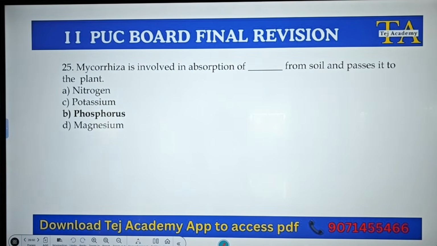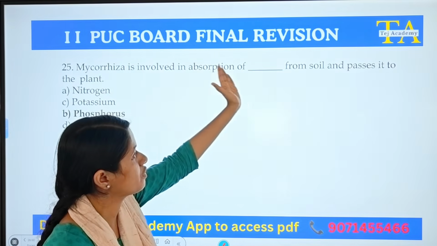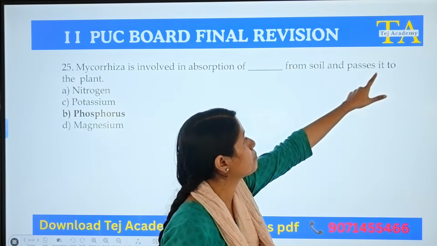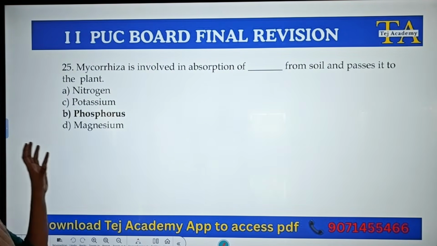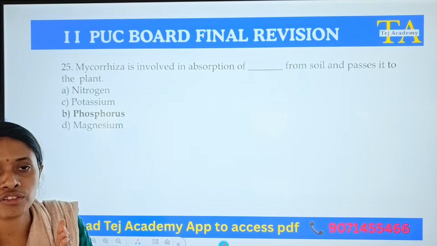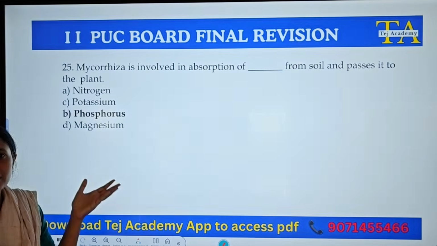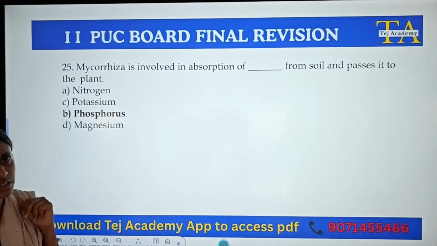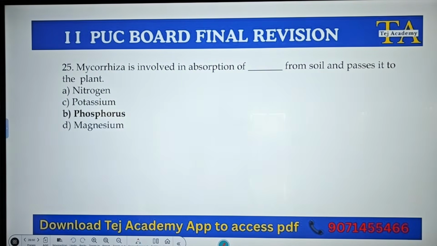The next question is, mycorrhiza is involved in absorption of dash from soil and passes it to the plant. So mycorrhiza is a symbiotic association between fungus and roots of higher plants. The symbiotic association means it is an example of mutualism, and the presence of mycorrhiza helps in absorption of phosphorus.